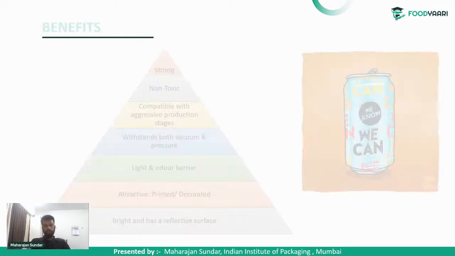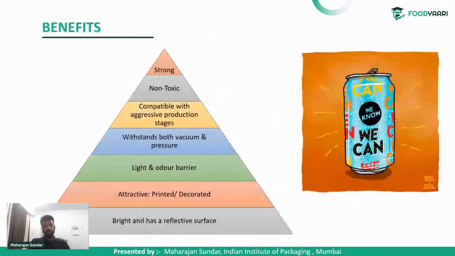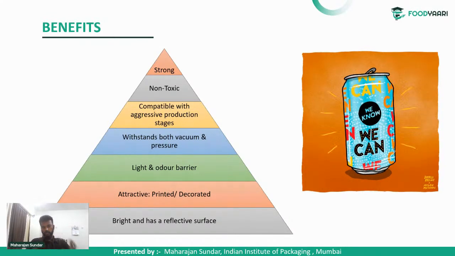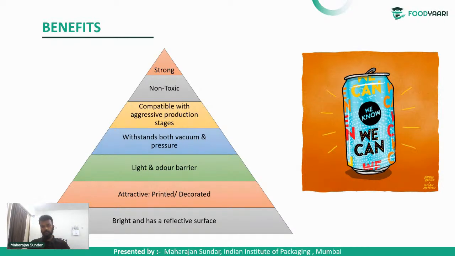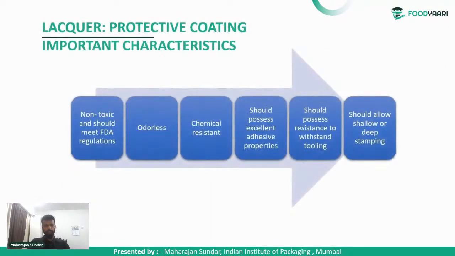Okay. Benefits of using metal container. It is actually strong, non-toxic, compatible with aggressive production stages, withstands vacuum and pressure as we discussed, light and odor barrier. Already I told, attractive or printed. It can be printed before the making of cans. The printed sheets can be rolled out to make the cans, or the made cans can also be printed from the outside. It has a bright and reflective surface.